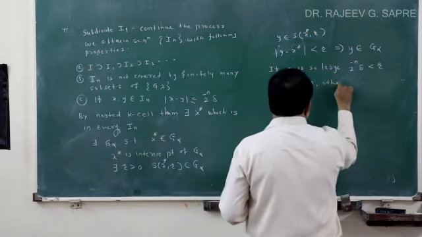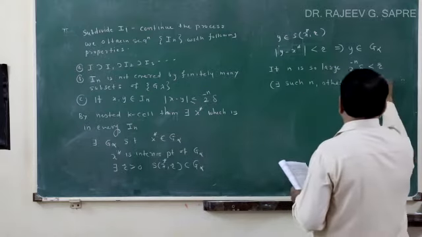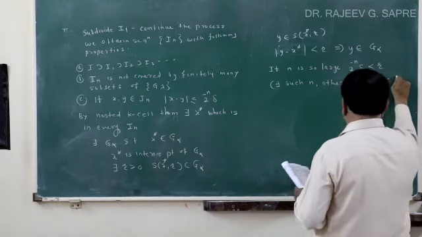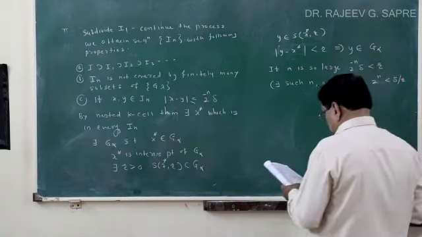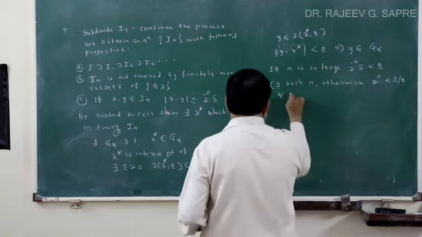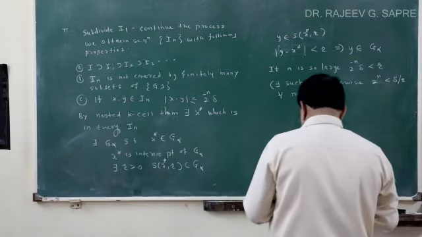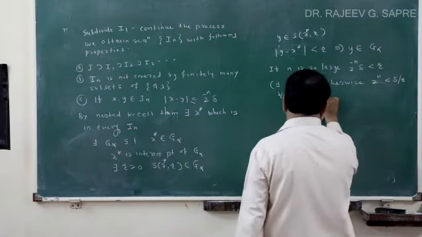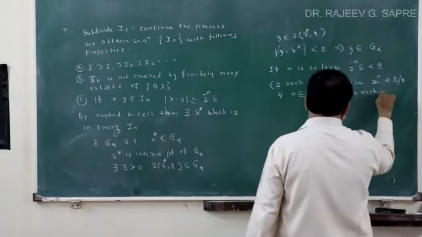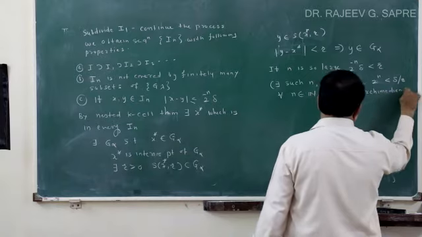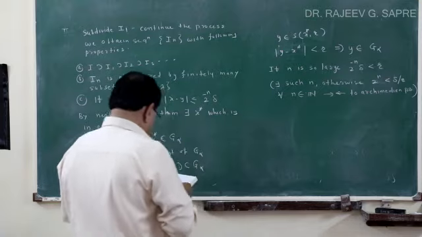Otherwise, what will happen? 2 raised to n will be less than delta upon r for all positive integers n, for all n belonging to capital N, which is a contradiction to the Archimedean property. So such an n definitely exists.